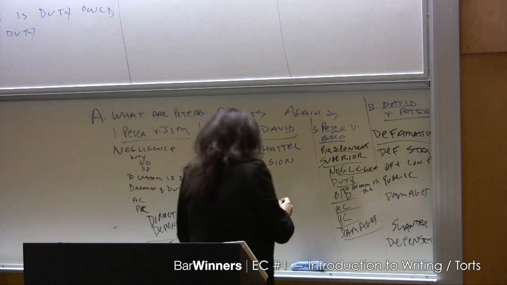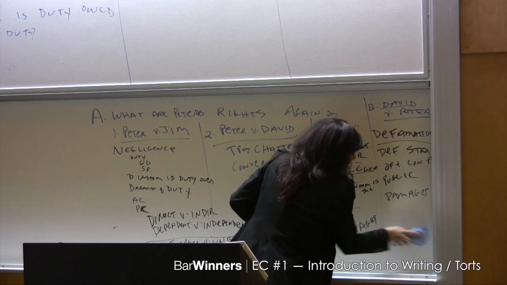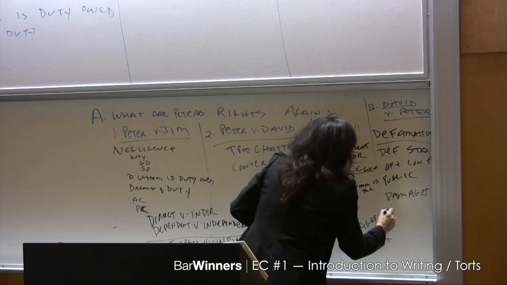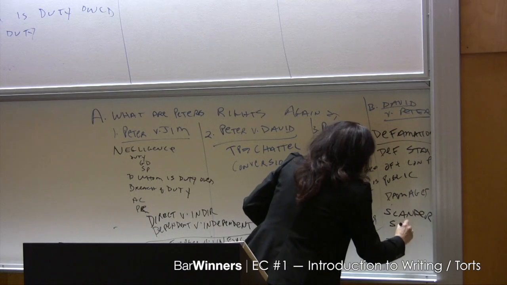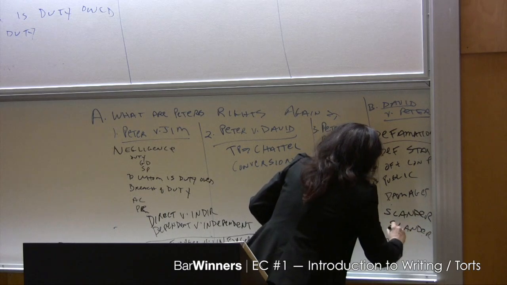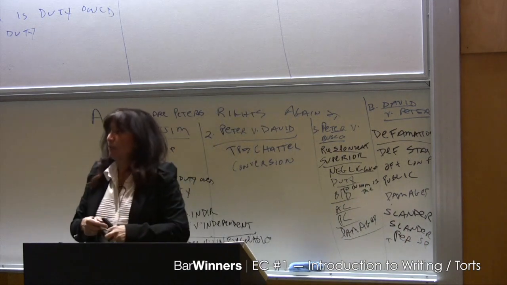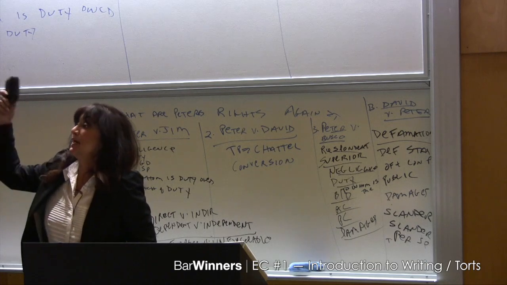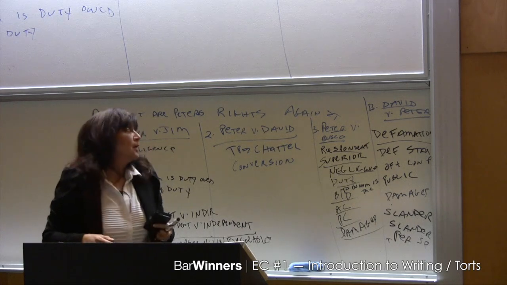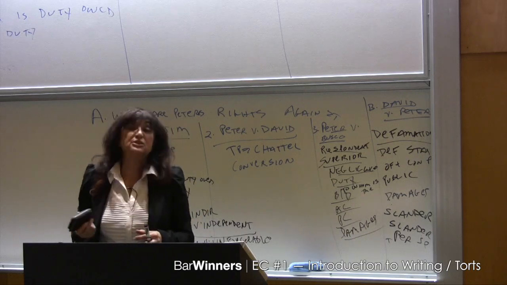Slander per se. Are any of our slander per se categories applicable here? The slander per se category that's applicable here is crime involving moral turpitude. He called him a thief. Therefore, David can recover general damages and special damages if he can prove them.